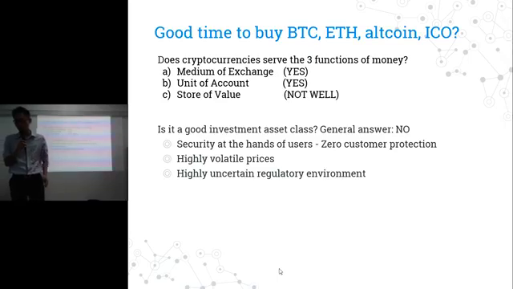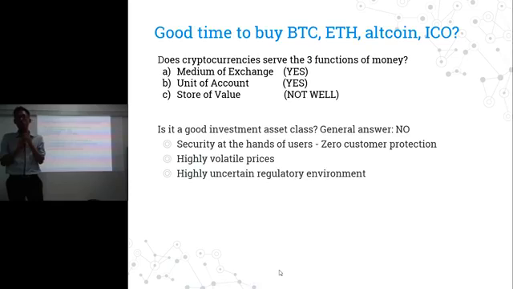Does it solve the unit of account problem, which basically puts a price onto something? Yes, it does, because Bitcoin is divisible to 8 decimal places. So yes, you can split Bitcoin up, and you can pay someone with a fraction of a Bitcoin.